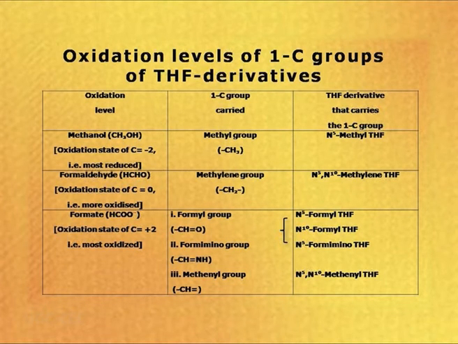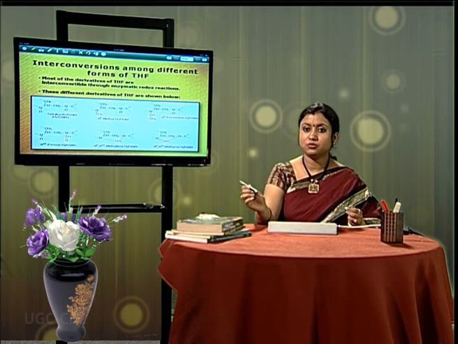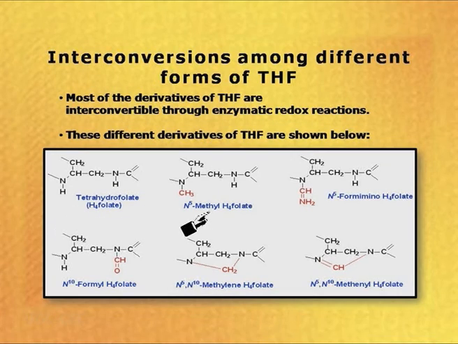Now this particular chart shows how the different 1 carbon groups are bonded to N5 or N10 or both N5 and N10 and results in the generation of various derivatives of tetrahydrofolate. And as I have already said, tetrahydrofolate can carry this 1 carbon group in 3 oxidation states, which are -2, 0 and +2. This slide shows the various derivatives of tetrahydrofolate, their structures, and these derivatives of tetrahydrofolate can be interconverted amongst each other.